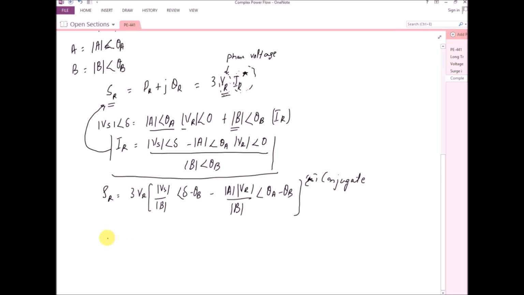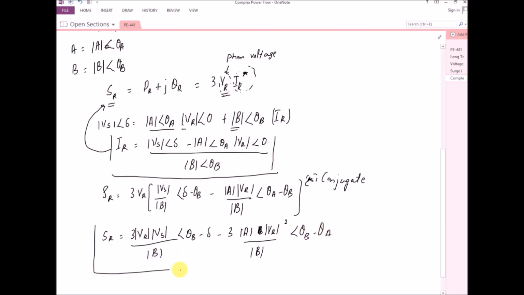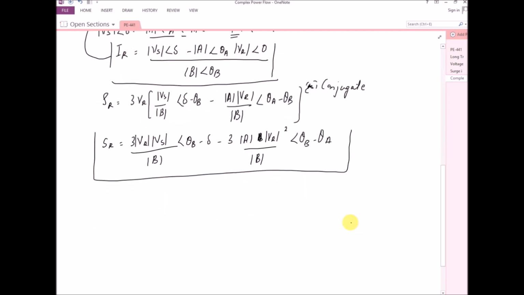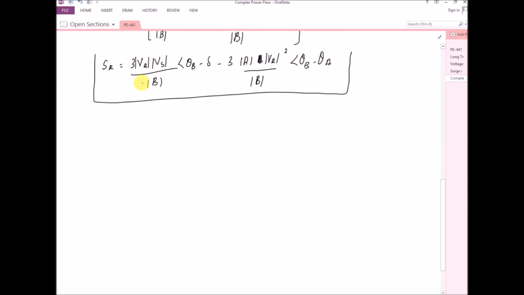So after solving, it will become SR is equal to 3 VR Vs over B angle theta B minus delta minus 3 VR over B square angle theta B minus theta A. So this is your receiving end complex power. Now in this case, the receiving end voltage and the sending end voltage, these are the phase voltages.